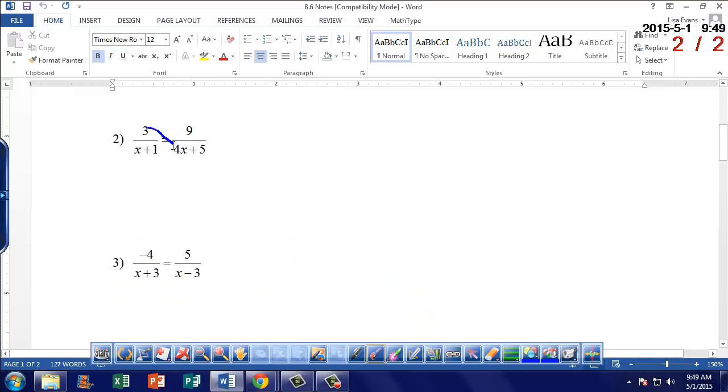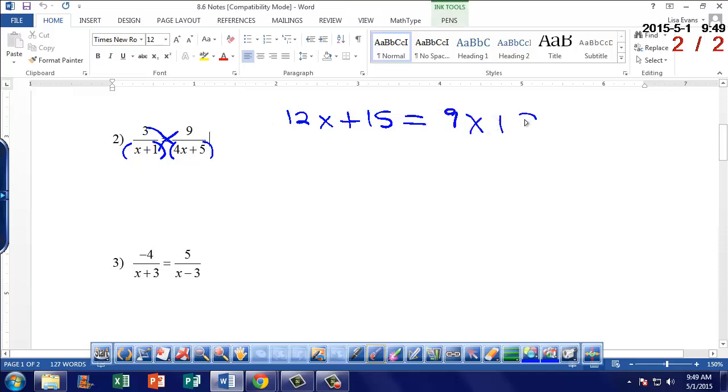I'm going to go ahead and cross multiply. Like I said, if you need to put parentheses to remind yourself to distribute, please do that. So I'm going to do the 3 times the 4x plus 5 first. So I get 12x plus 15. This side I'm going to do 9 times x plus 1. So I get 9x plus 9.